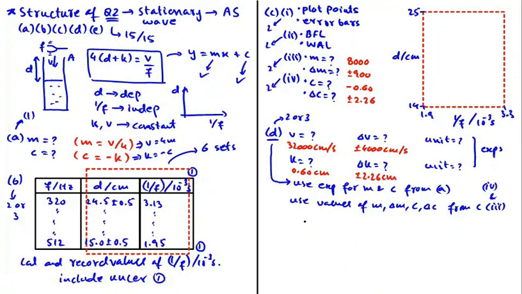So students, always remember that in a graph question, to do part D, we always use expressions from part A and values from C part 3 and 4, right?